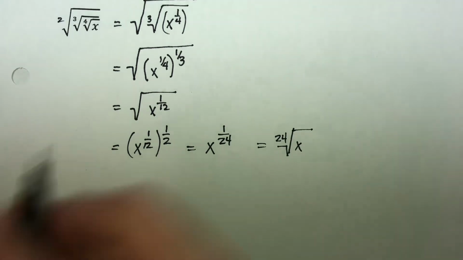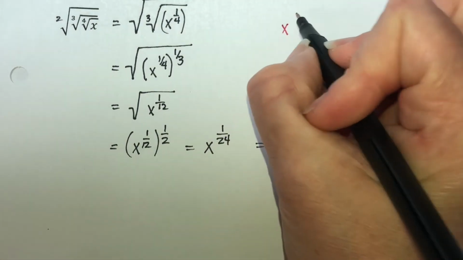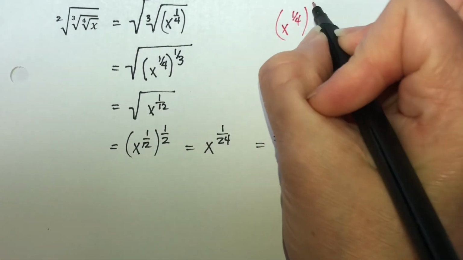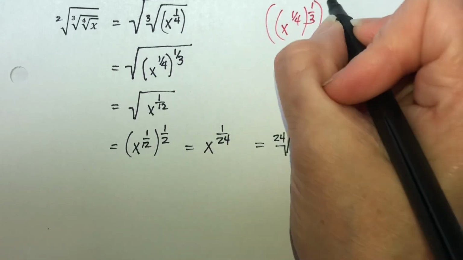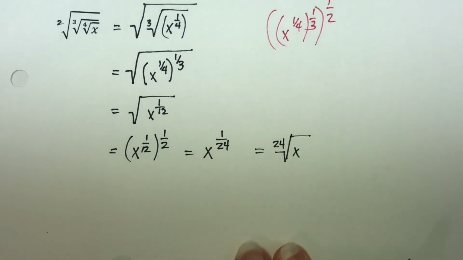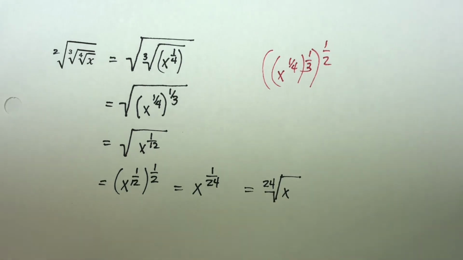You could also have gone directly to this, x to the 1/4 to the 1/3 to the 1/2, and just multiply all those exponents together and you would get to right here as well. Not half as bad as it looks.